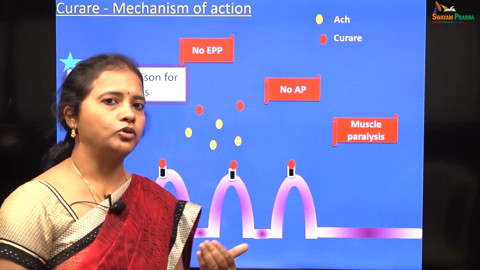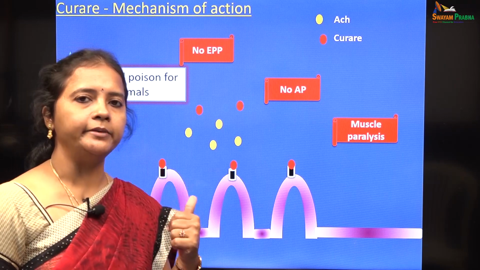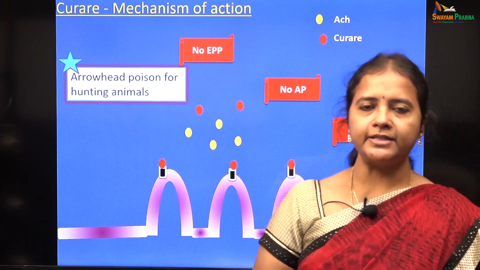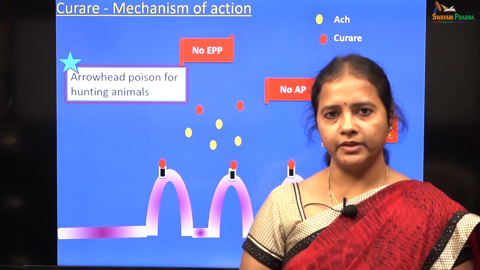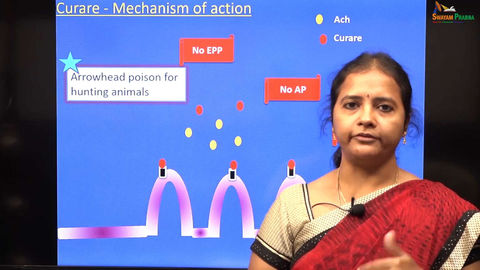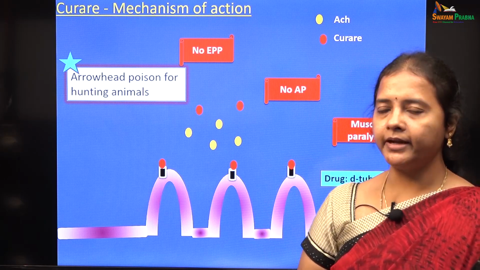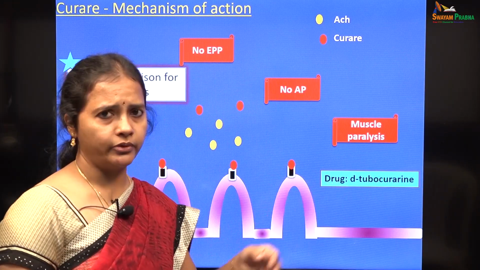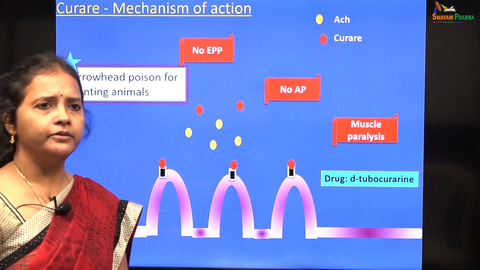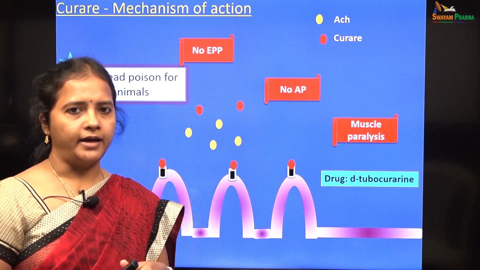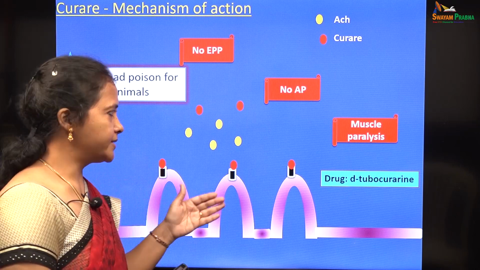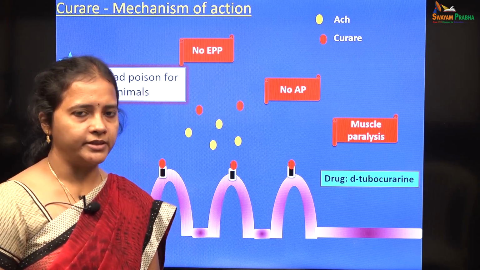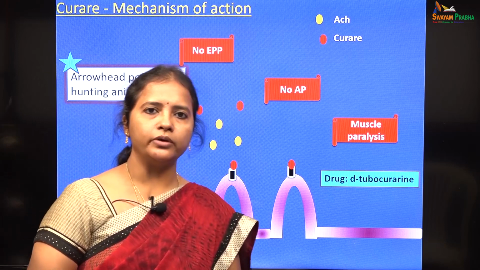Curare is a commonly used arrowhead poison for hunting animals by natives of South America, and the hunted animals can be eaten as flesh. Since the toxin is not absorbed from the gastrointestinal tract, it usually does not affect human beings. An active ingredient synthesized from curare that can be used as a drug is D-tubocurarine. When administered intravenously during anesthesia, it causes a similar mechanism of action and can be used as a muscle relaxant during surgery. And there are also other drugs like pancuronium.